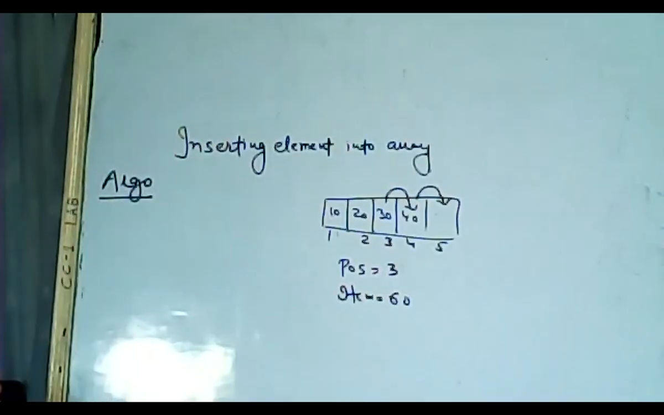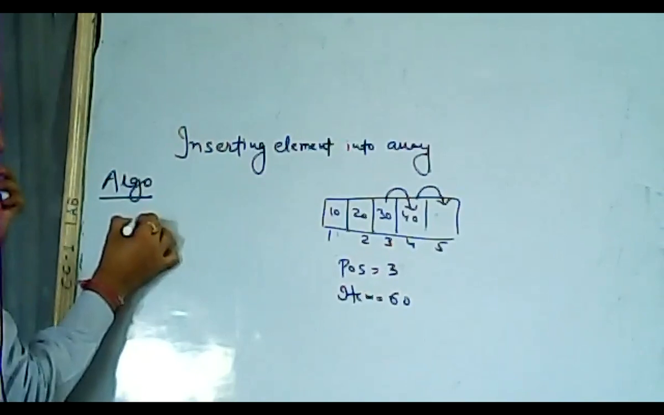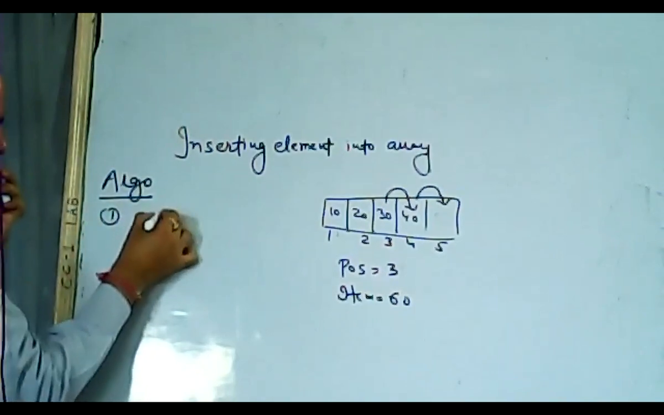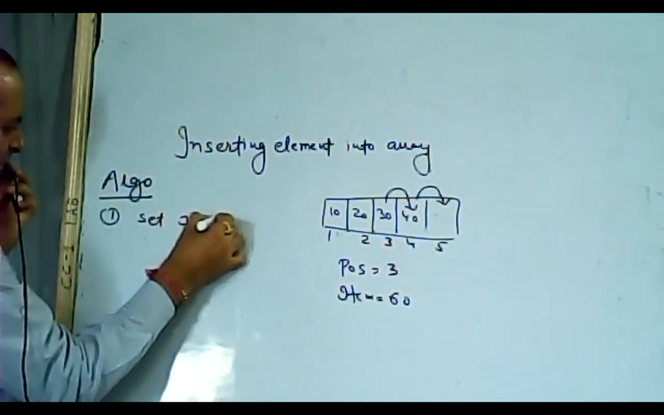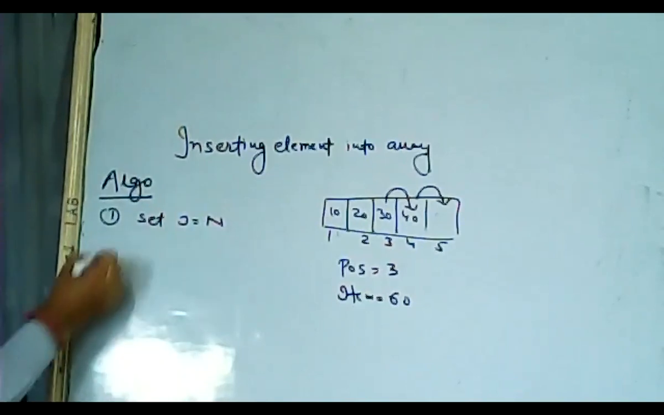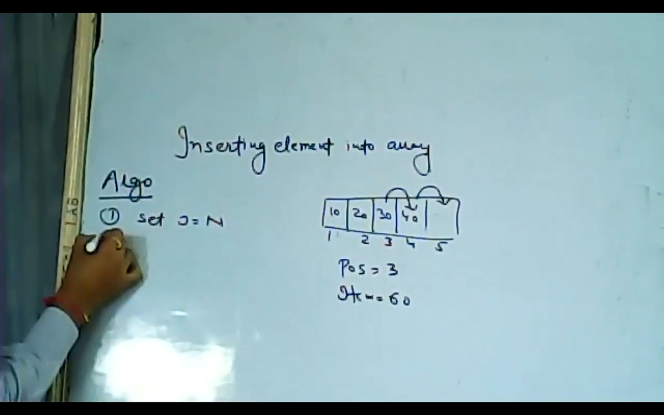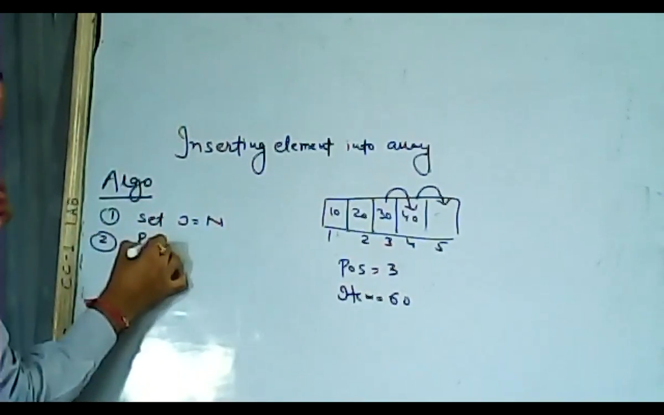Now see its algorithm, how we are going to do it. The first step is set j equal to n. I will explain the whole algorithm. Let me write the complete technique.